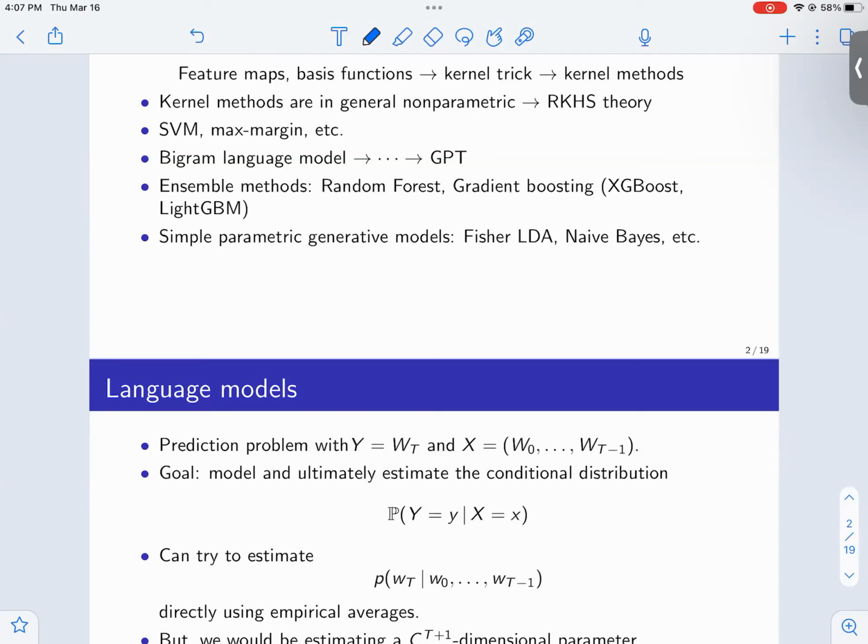And then there are some simpler parametric generative models that we haven't talked about: Fisher linear discriminant analysis, naive Bayes. You can figure that out. Remember P0 and P1 we had. They model these probabilities under class 1 and class 0 using some simple parametric models. And then when you write down the optimal rule, you get some nice closed forms.